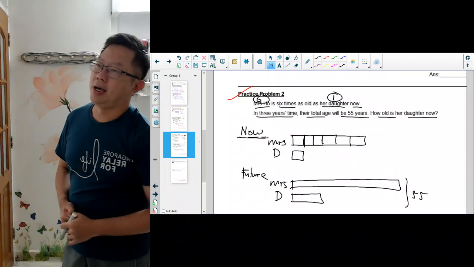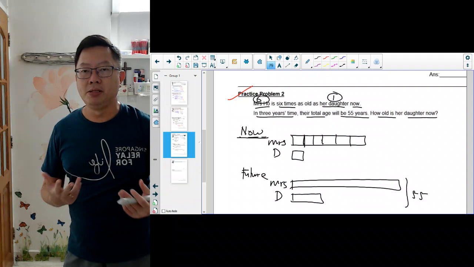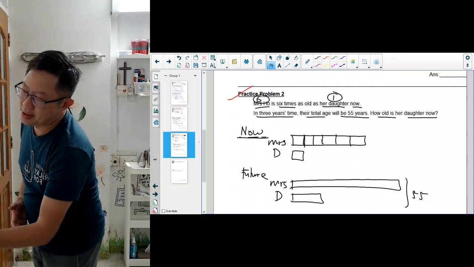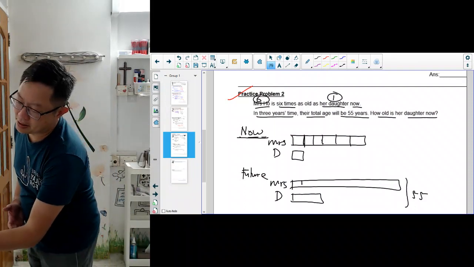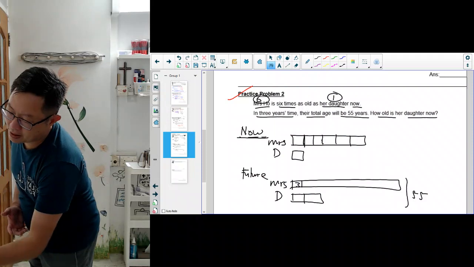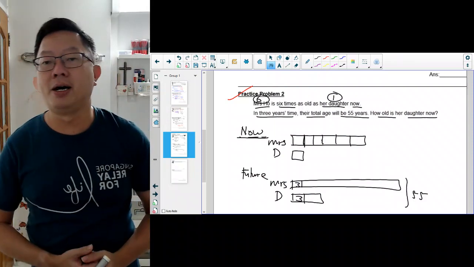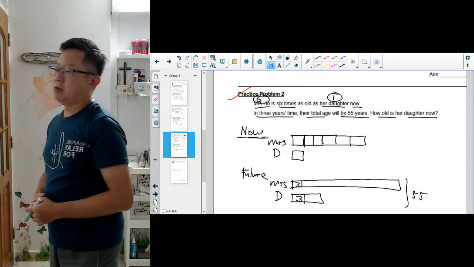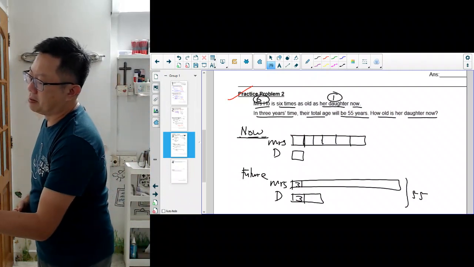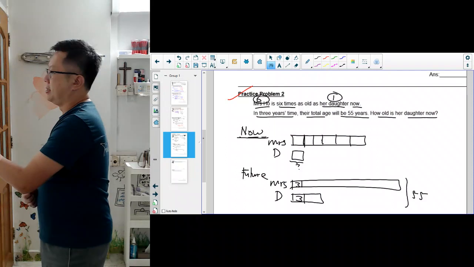Okay, and how do you put the 3 years' time into the model? You can just add another 3 years like this. You can add another 3 years, and here also another 3 years. So each person has 3 years added to their age. And how old is the daughter now? So your question mark will be over here, and your model is completed.